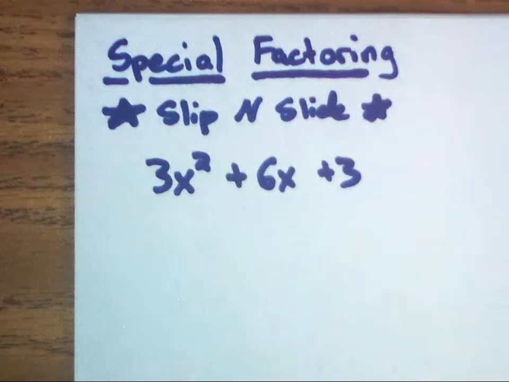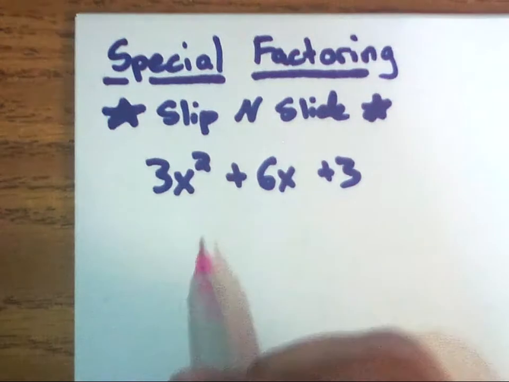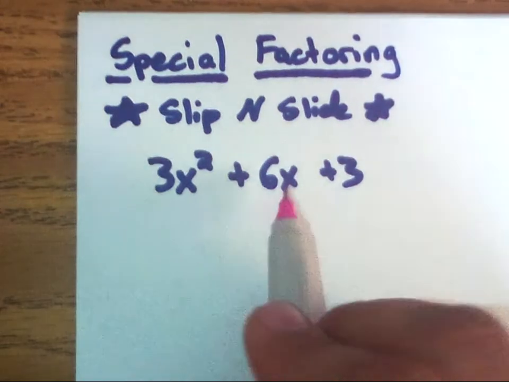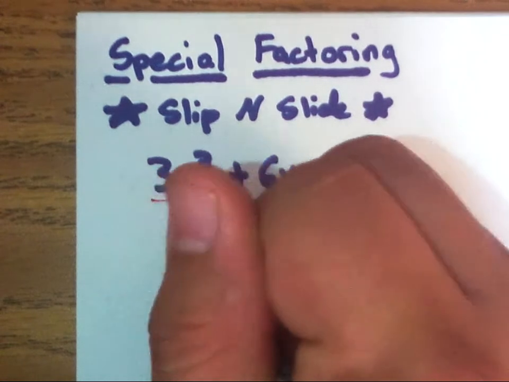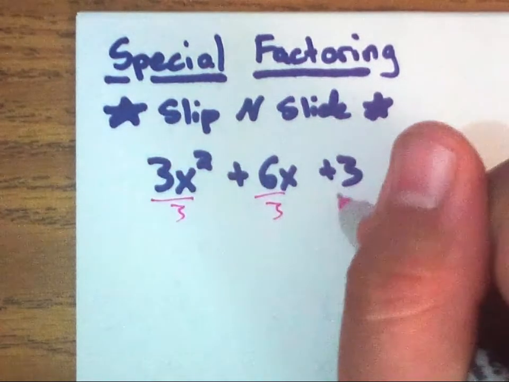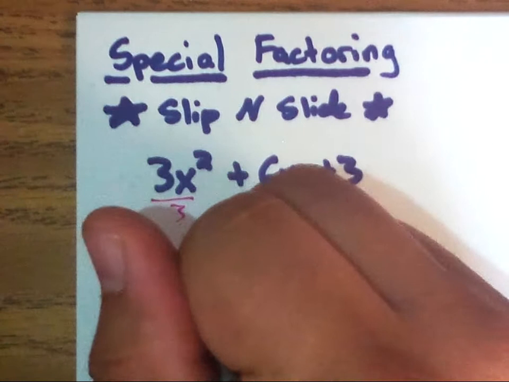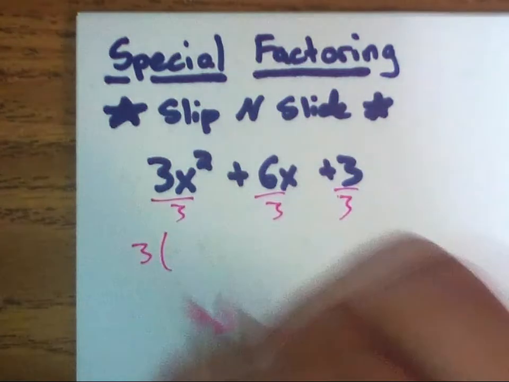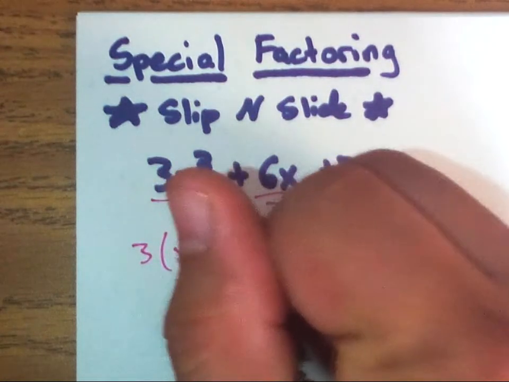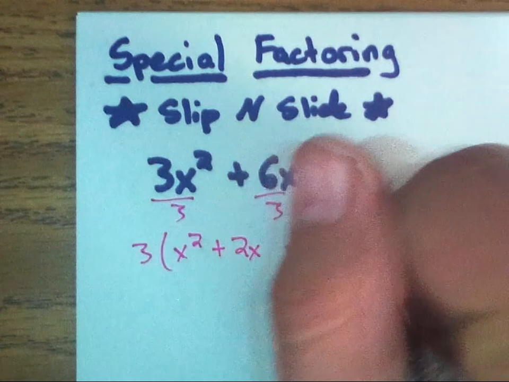Fordham here, and we're going to talk about another special factoring case called the slip and slide. Now, earlier we learned how to take out a factor from all the terms. For instance, in this example, we can very easily see that we can divide everything here by 3, and what we can do is just set it off to the outside here.